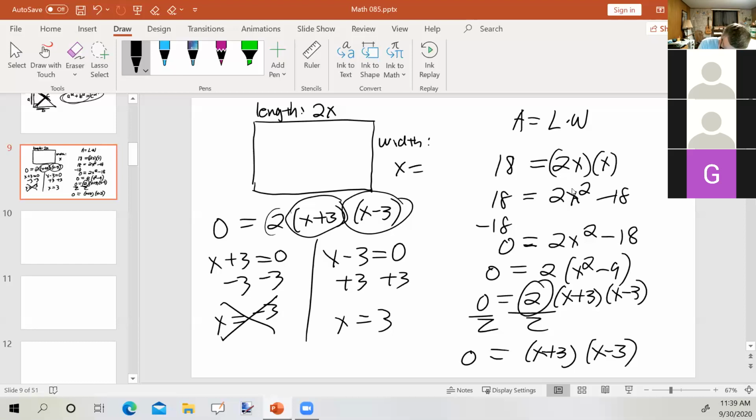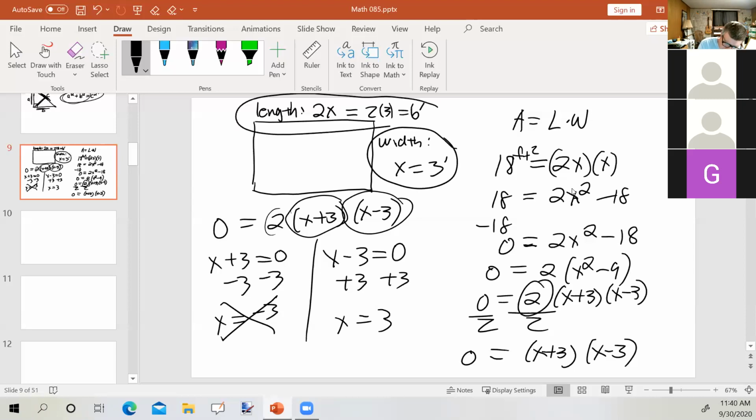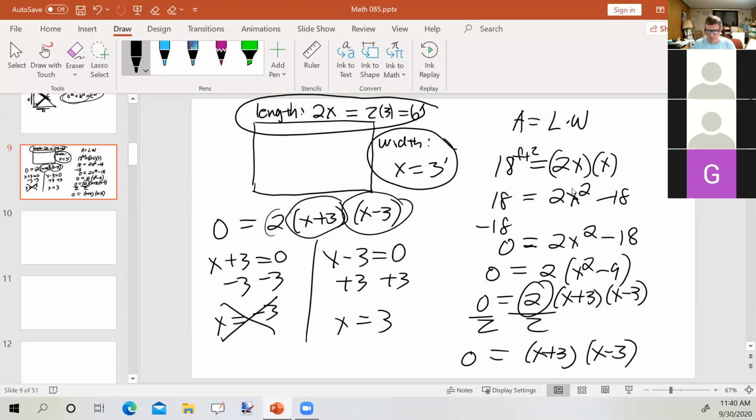So I'm going to get x is 3, 2x is 2 times 3 or 6. But wait, I'm still missing the units. And if I go back and read the problem again, it said its area is 18 square feet. So if this is square feet, the length and the width would have to be feet. So what are the dimensions? The width is 3 feet, the length is 6 feet. Again, dimensions are the length and the width. Any questions about this particular problem before we go on? All right.